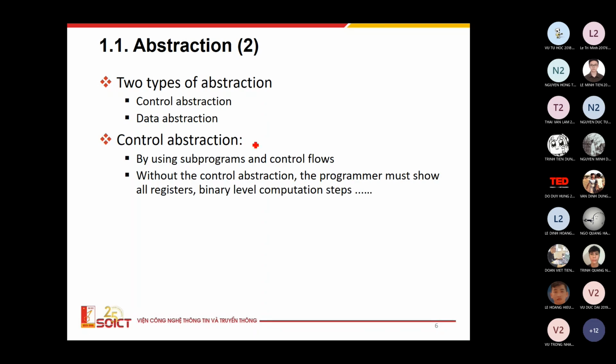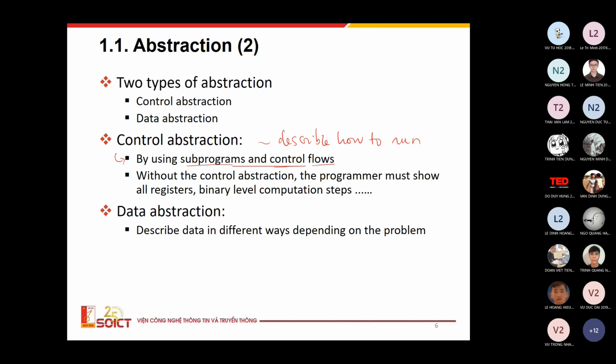For control abstraction, that means how you describe the way the program will run, for example. So you can use a subprogram or control flow to describe the way the program will run. And for data abstraction, you know almost about it. That's how you can describe the data in different ways, depending on the problem.